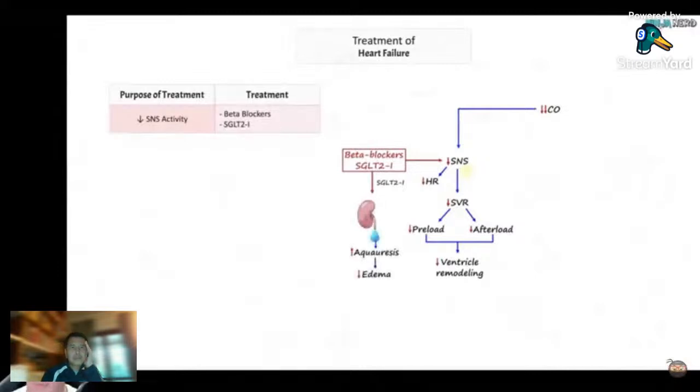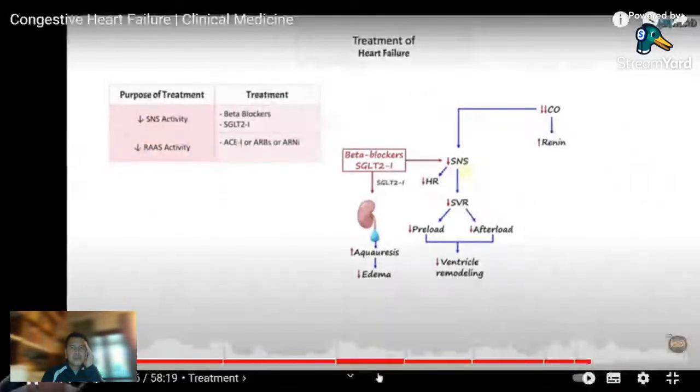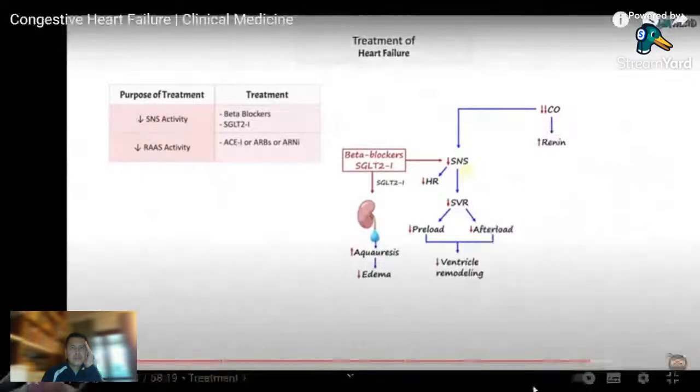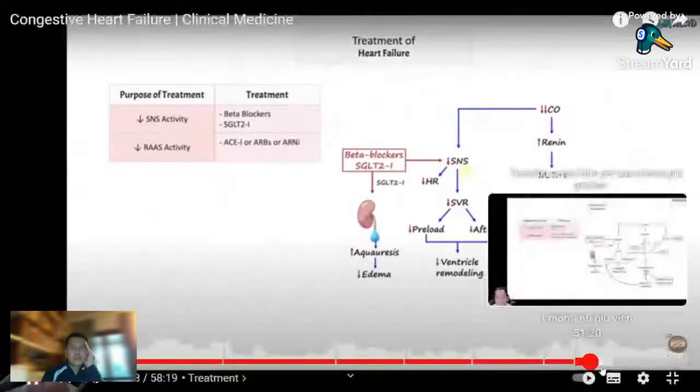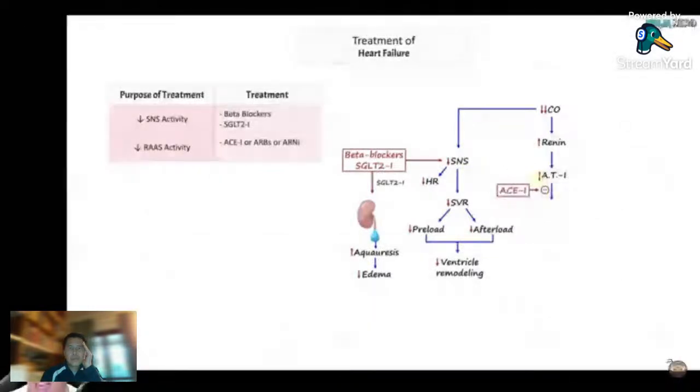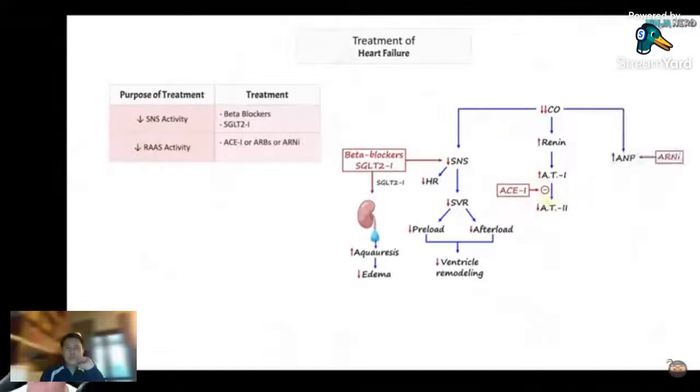The next concept is I want to reduce RAS activity. The reason why is whenever I have low cardiac output, again, we said increased sympathetic and low cardiac output activate renin. So renin leads to eventually angiotensin 2. But if I give them a drug called an ACE inhibitor that blocks angiotensin 1 from being converted into angiotensin 2, if I also give them a drug like an ARNI that increases ANP, it prevents ANP from being degraded. If ANP builds up, it shuts down angiotensin 2.